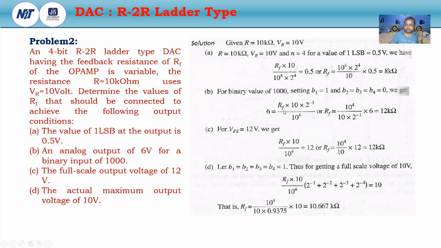So RF into 10 into 2 to the power of minus 1. Because here this is the 2 to the power of n. Okay. So this is the first bit, so for this it is 2 to the power of minus 1. If B2, B3, B4 are 0 actually. So B1 is 1, B4 is 0, B3 is 0, B2 is 0.